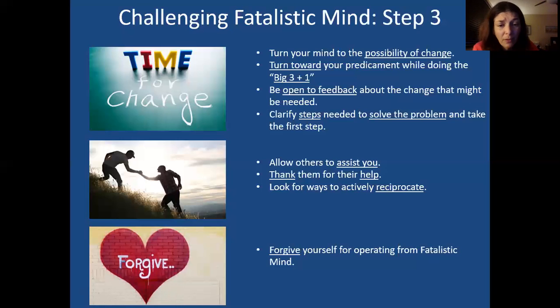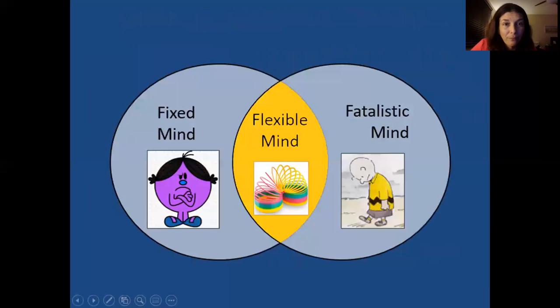We help each other. And then just like with fixed mind, forgive yourself for being in fatalistic mind. Now that you realize what it is, it's not the ideal response. Instead of beating yourself up for it, just say, listen, it's another habit of mine that I have. I do it sometimes. A lot of people do it sometimes. I'm not perfect. It's okay. I'll learn from it. Try to forgive yourself.